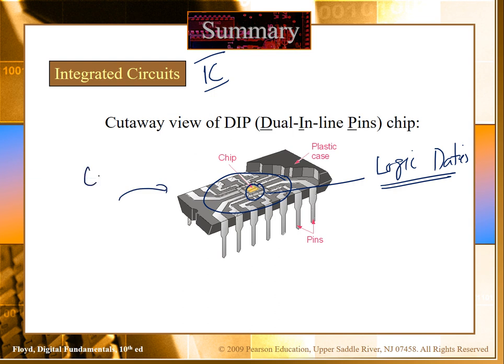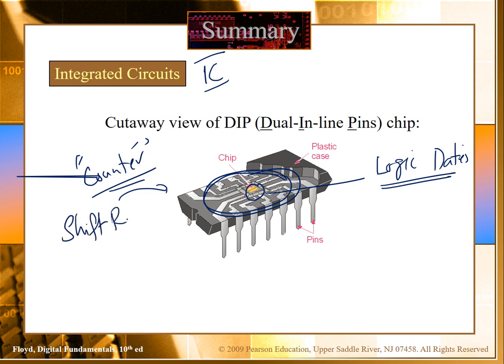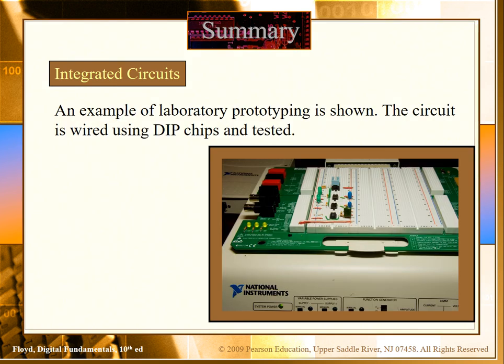For example, you have a counter chip. There is one chip which is used for the counting operation, so you have implemented the actual logic design of the counter here. There could be a chip for the shift register. There could be a chip for arithmetic operations, where all the logic of the arithmetic operation is implemented in terms of gates. So there are different kinds of chips which are used in digital circuits. This is a real-time implementation.